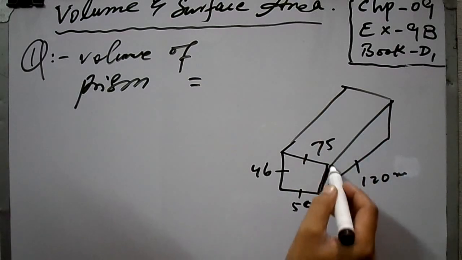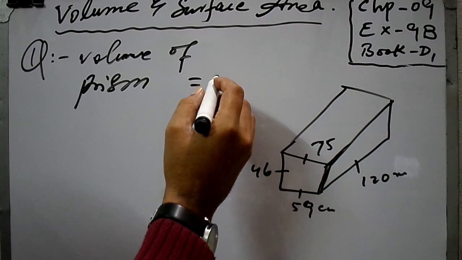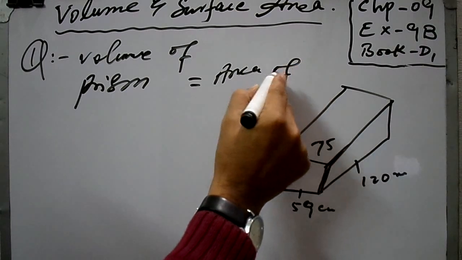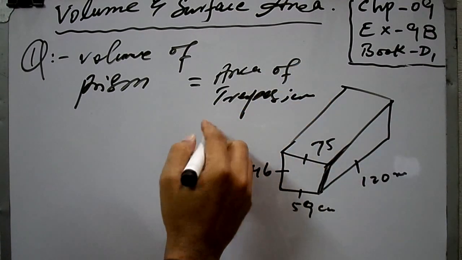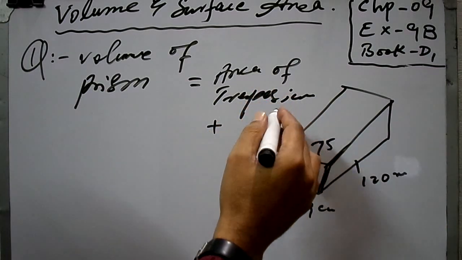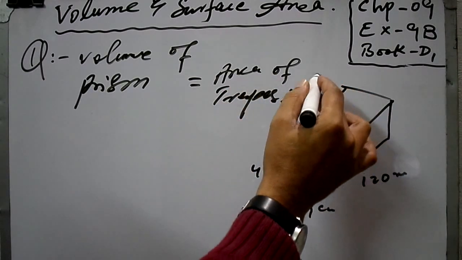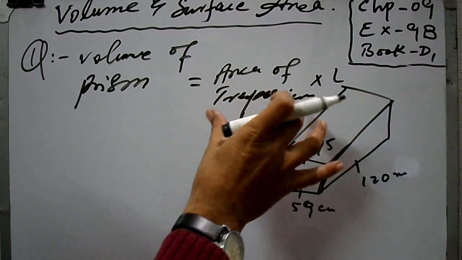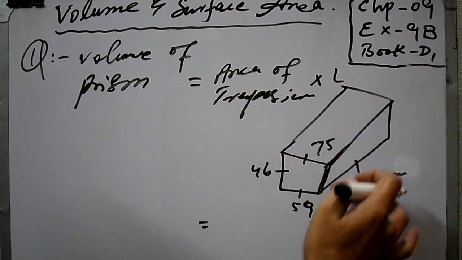So first of all we have to find the area of trapezium, because we are going to find its volume. So area of trapezium multiplied by length. If we can find the value of area of trapezium, we multiply with its length, which is 120.